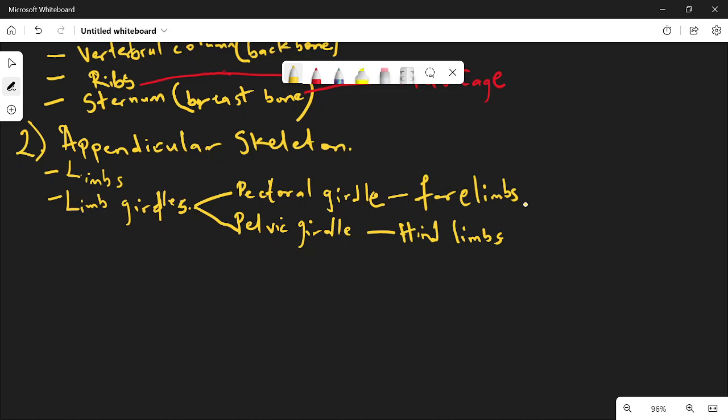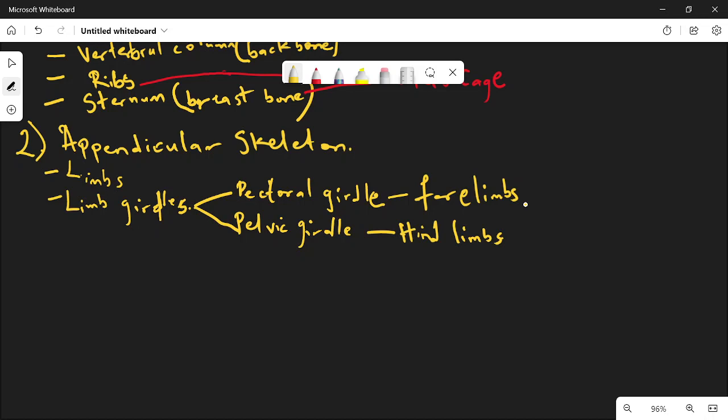So the appendicular skeleton has the limbs and the limb girdles, the pectoral girdle and the pelvic girdle. The limbs are the arms and the legs. For a human, for example, we have two arms and two legs. The point of attachment of these arms and legs to the other parts of the body is what we refer to as the girdles.